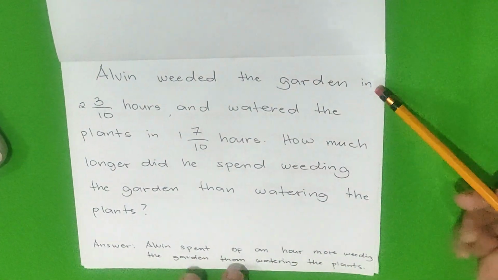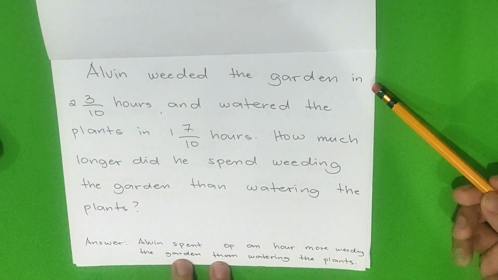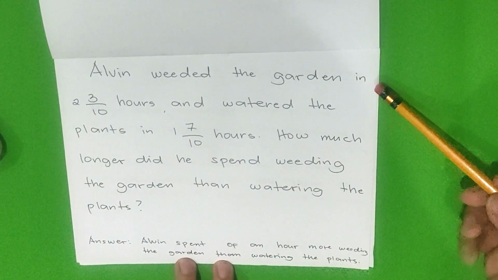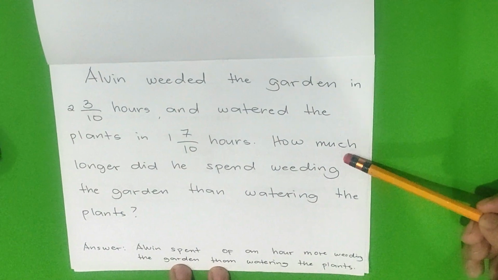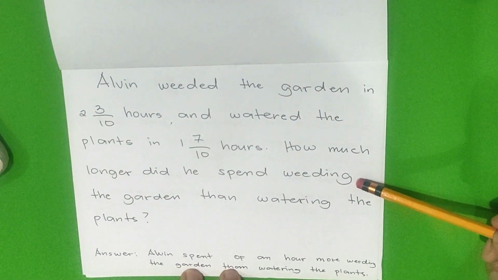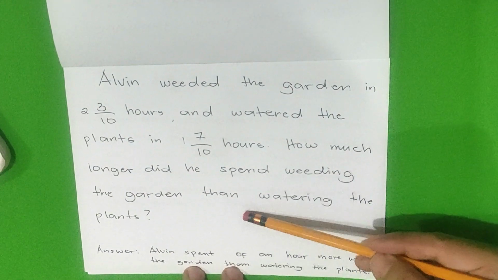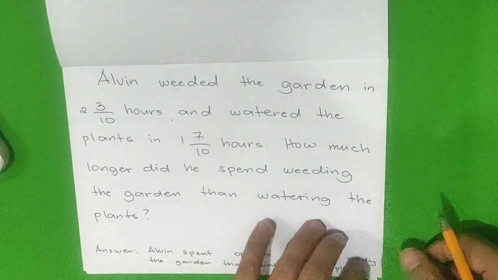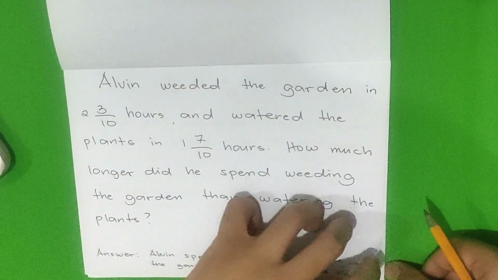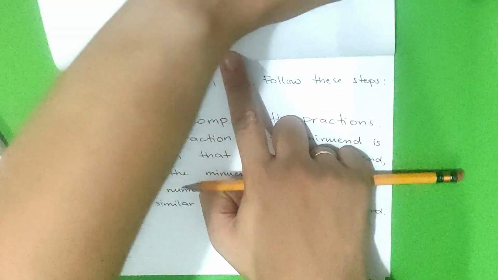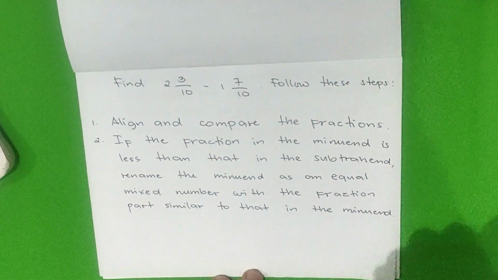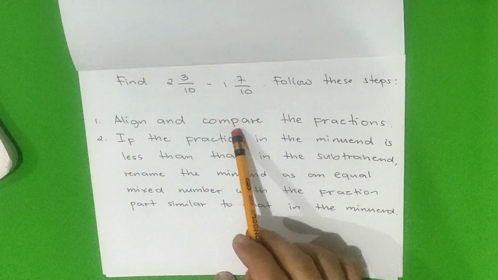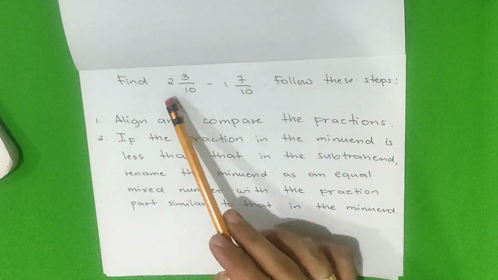Alvin weeded the garden in 2 and 3/10 hours and watered the plants in 1 and 7/10 hours. How much longer did he spend weeding the garden than watering the plants? Now, to find the answer, let's follow the steps. First, align and compare the fractions.